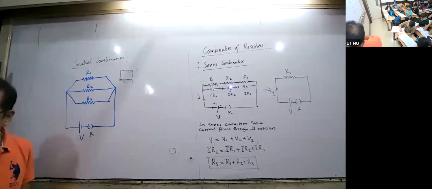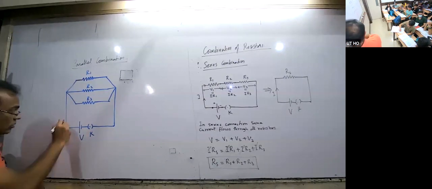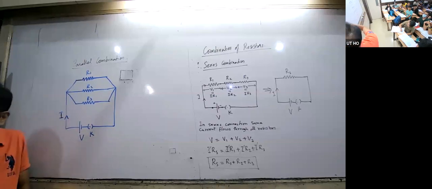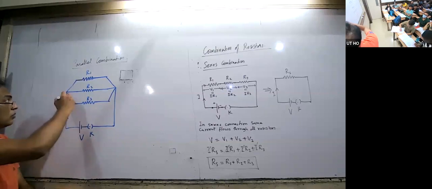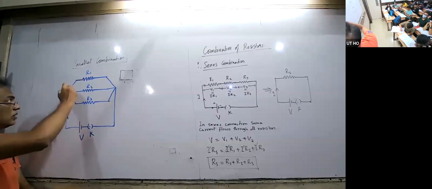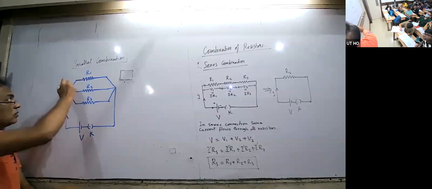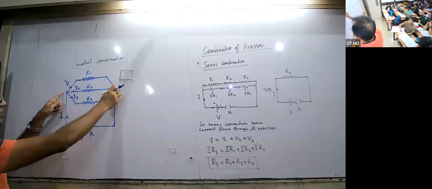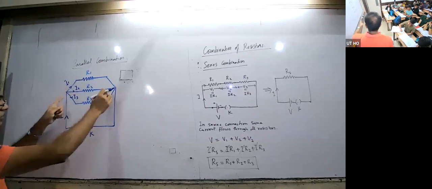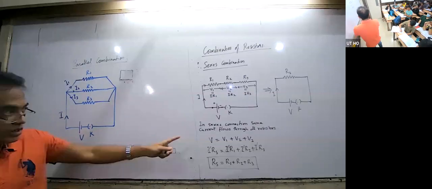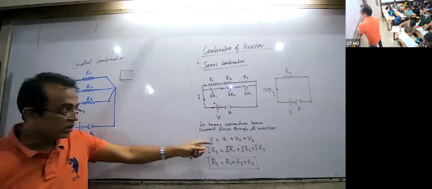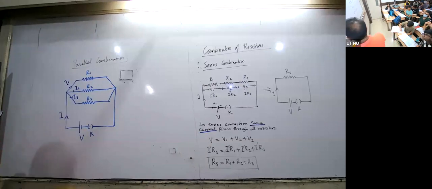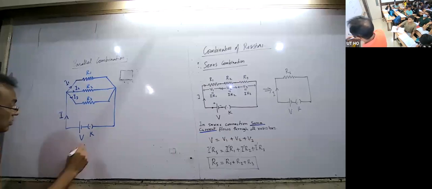Now, let us say current I is drawn from the cell, right? What about this point? It diverges. It gets divided. Let's call these currents I1, I2, and I3. What about potential difference? It remains the same. Same potential across R1, same across R2, same across R3. So in series, current was the same, but in parallel, what is the same? Potential difference.